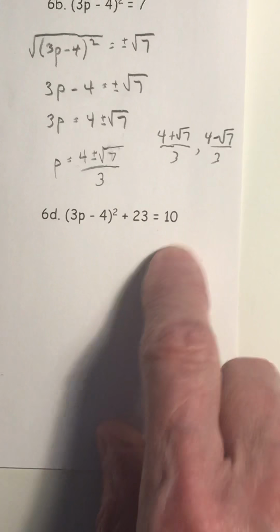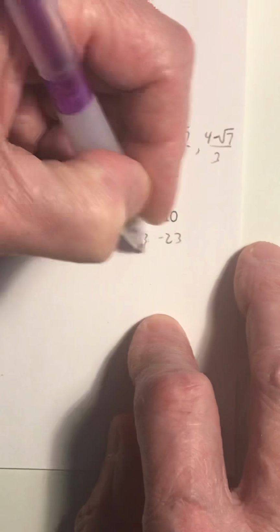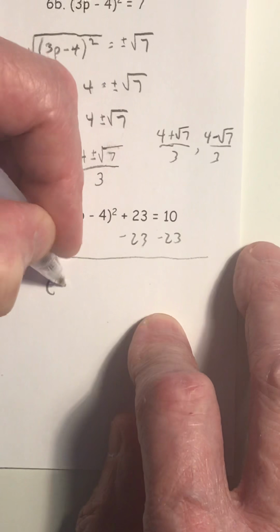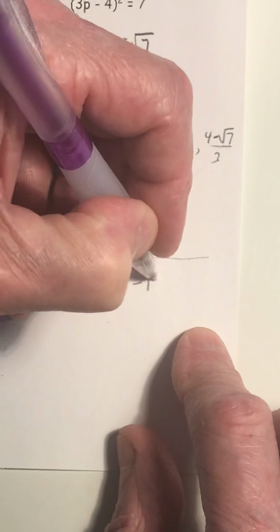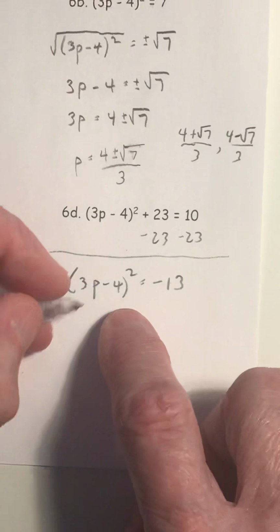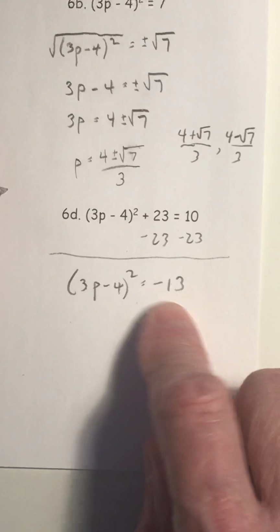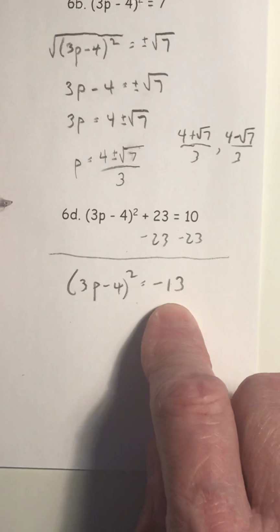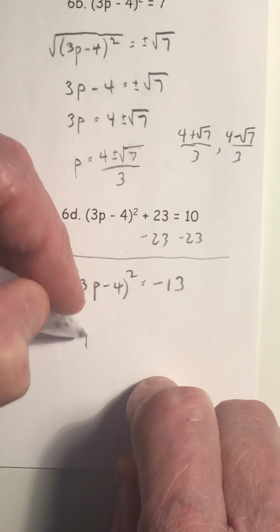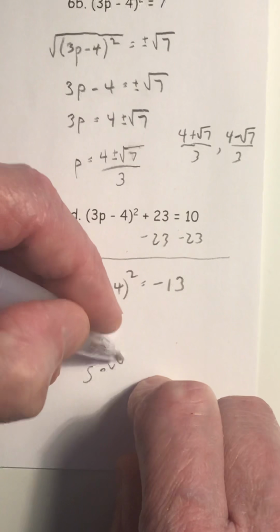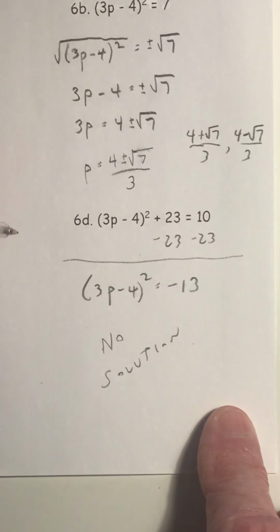I'm going to take away 23 from both sides. I'm going to write this out just so make sure you see where I'm coming from. We've got 3p minus 4 squared equals negative 13. We see something squared equals a negative number, and the alarm in your brain is going, can't do that. So you can't square something and get negative 13. We can stop right here and say, no solution. Because you can't take the square root of negative 13. That's the end of page 1.